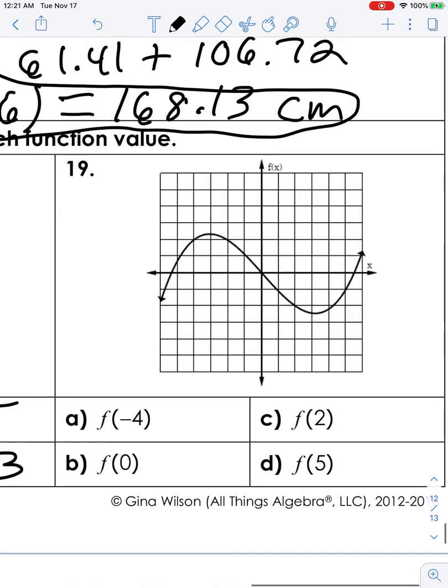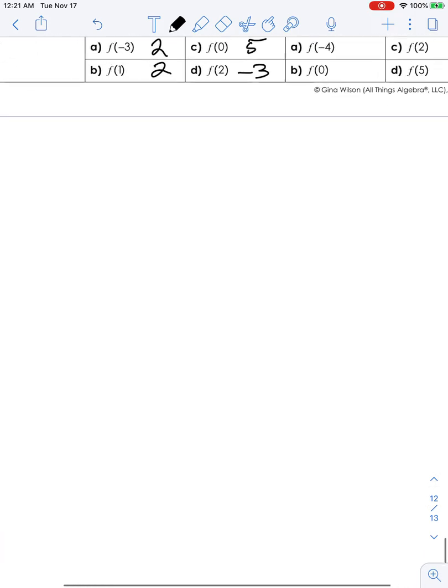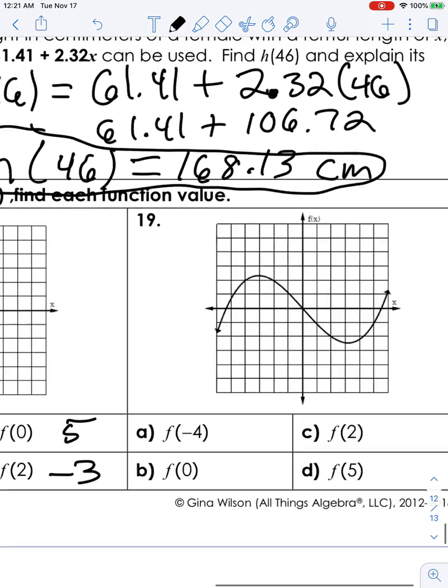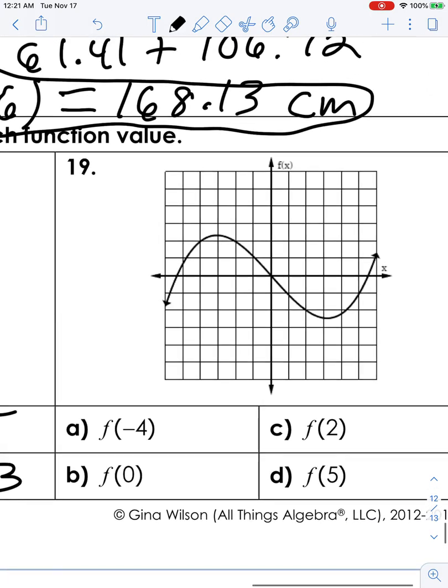All right, let's go to 19. And this will be the last problem for these notes. Okay, pretty sure. Yeah, last problem for these notes, 19. So when f of x, so when x is negative 4, so count left negative 4, 1, 2, 3, 4. What is your y? Well, here's where the graph hits, right? So y is going to be 2.